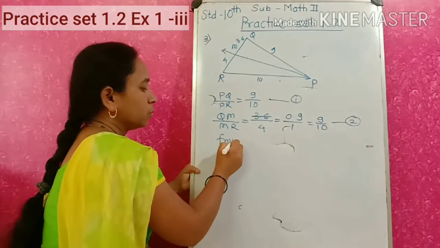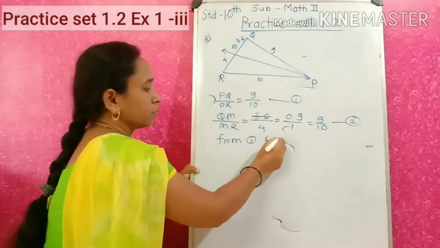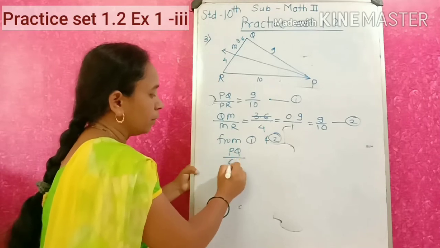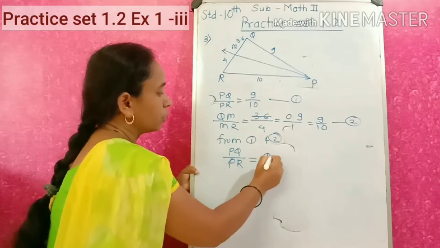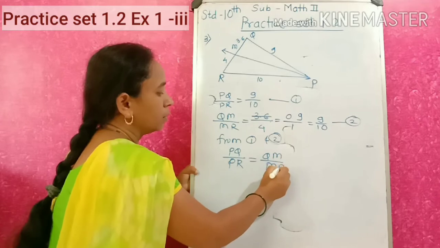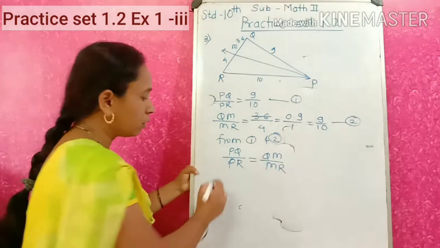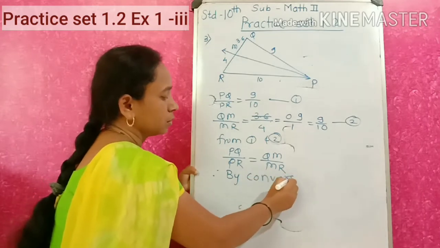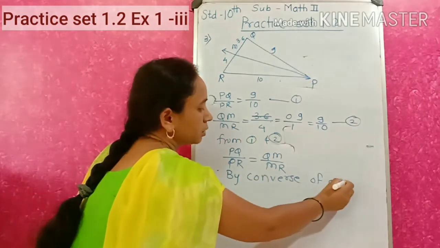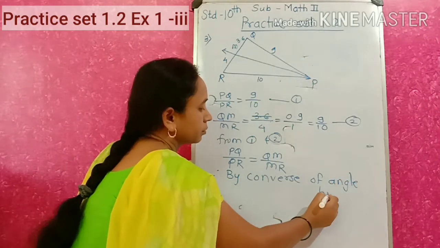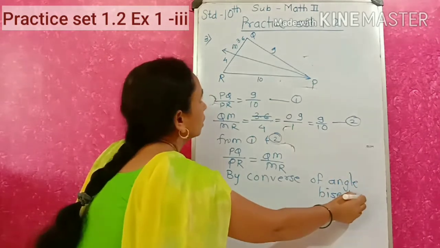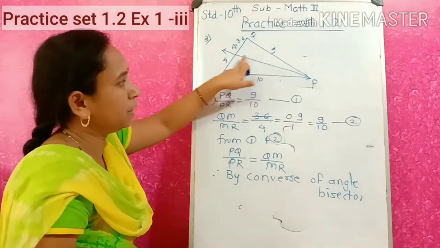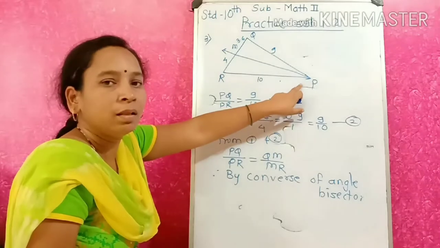So from 1 and 2, I can say that PQ upon PR is equal to QM upon MR. Therefore, by the converse of the angle bisector theorem, ray PM is the angle bisector of angle P.